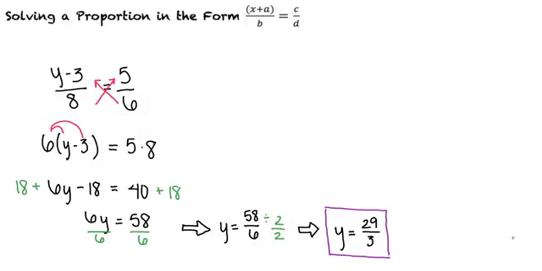So when solving a proportion in the form x plus a over b equals c over d, we first need to cross multiply and then we can solve for our variable? Right.